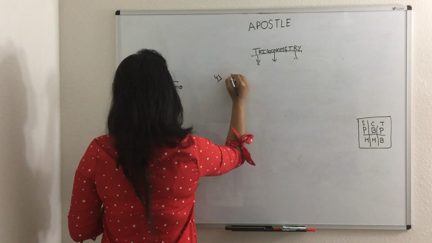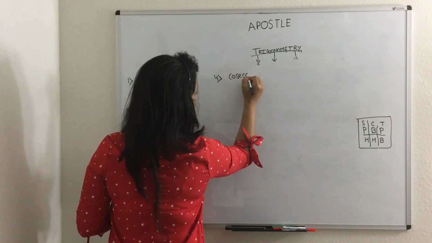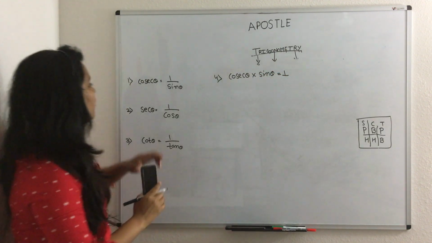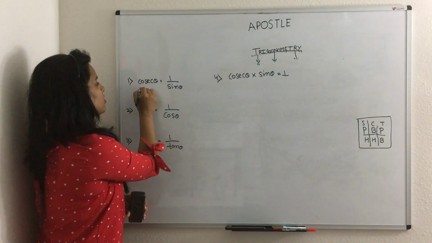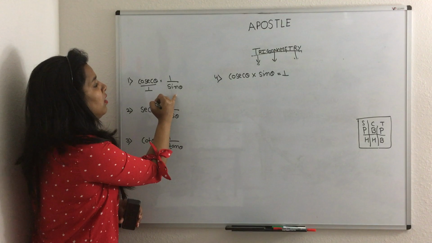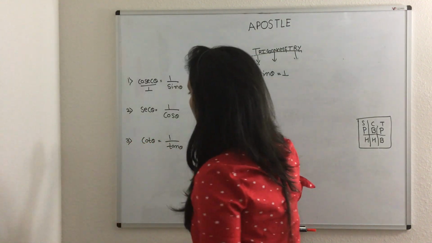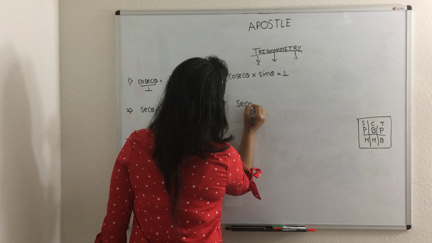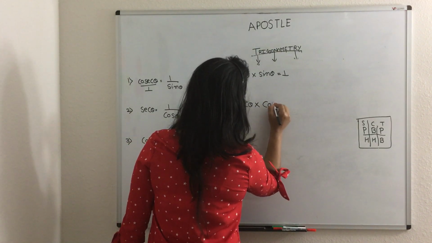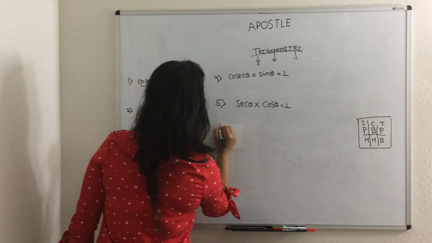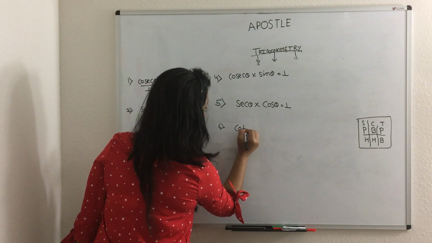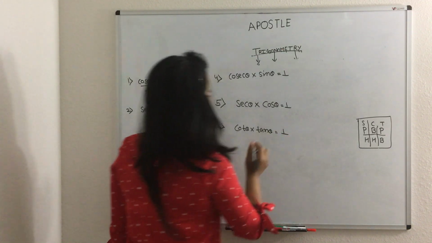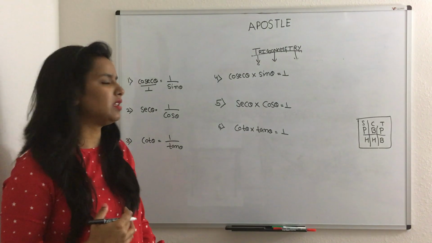we can also write cosec theta multiplied by sine theta as 1, because from here we can cross multiply. So cosec theta multiplied by sine theta is equal to 1. Now we can also rewrite: sec theta multiplied by cos theta is also 1, and cot theta multiplied by tan theta is also equal to 1. These are some concepts that we are going to use in this chapter.